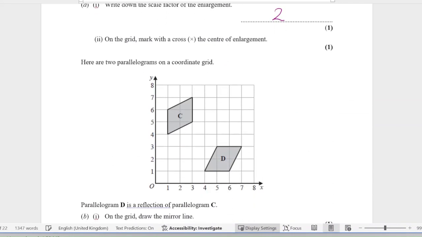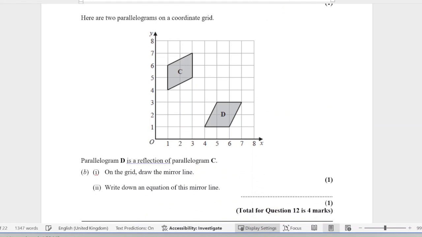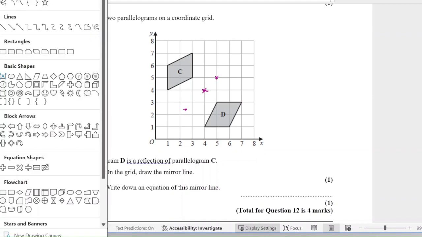Okay, and part B. Here are 2 parallelograms on a coordinate grid. Parallelogram D is a reflection of parallelogram C. On the grid, draw the mirror line. So we can do a similar thing if we look at like points and go directly in between them. That becomes our line of reflection.